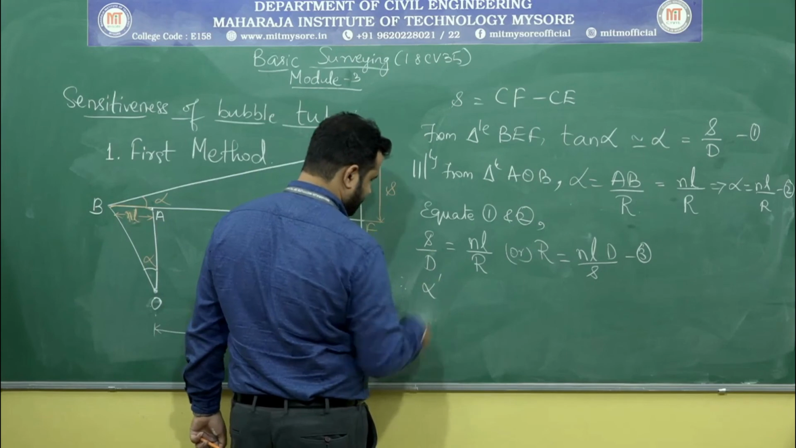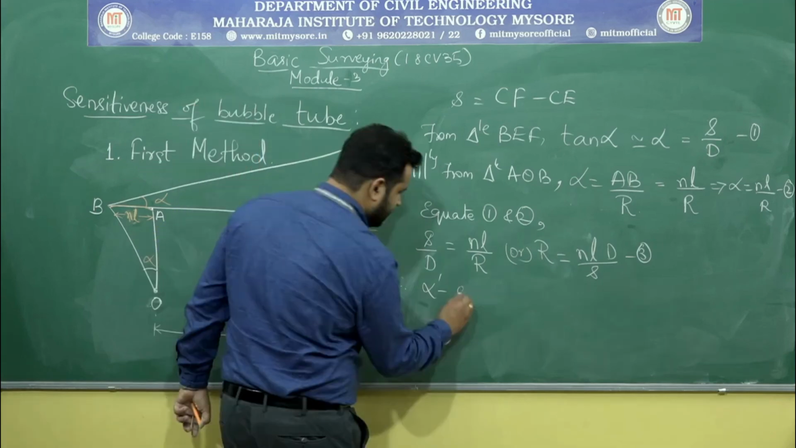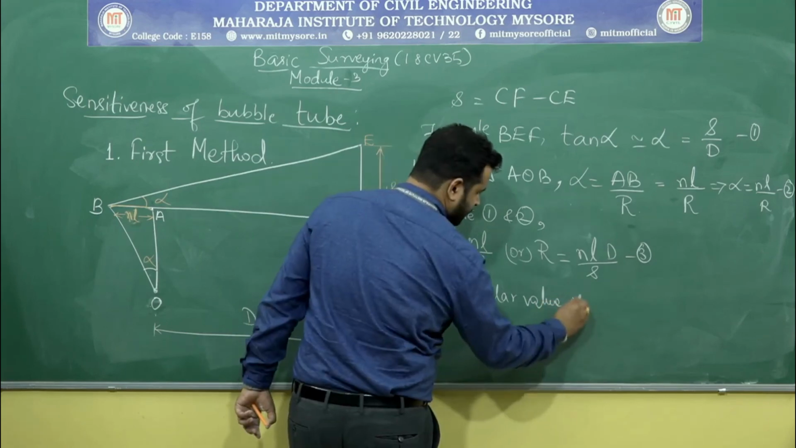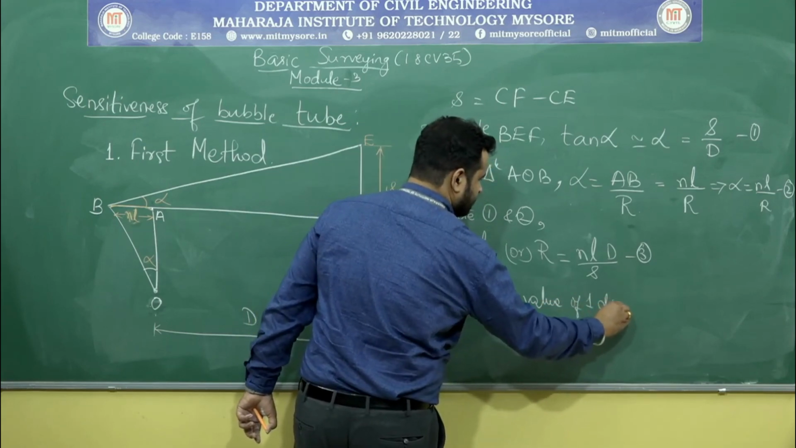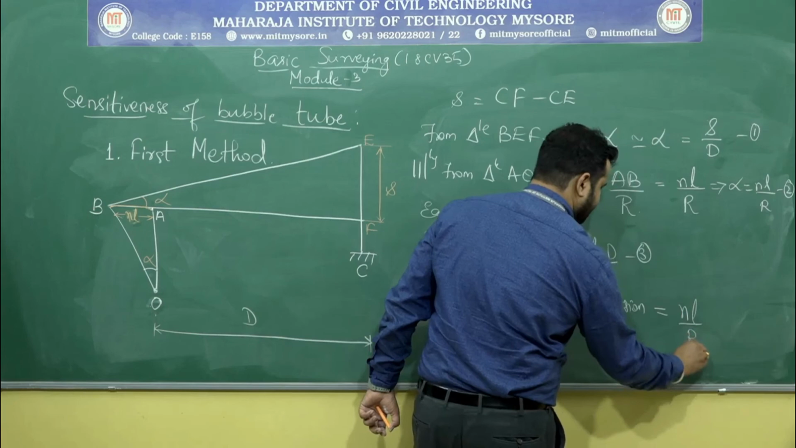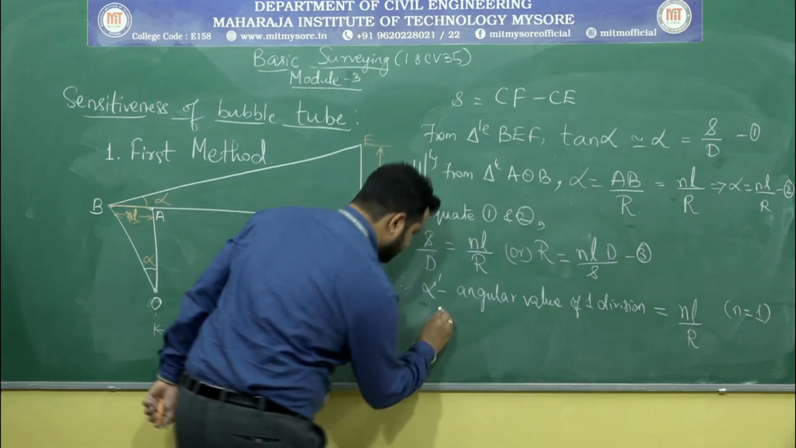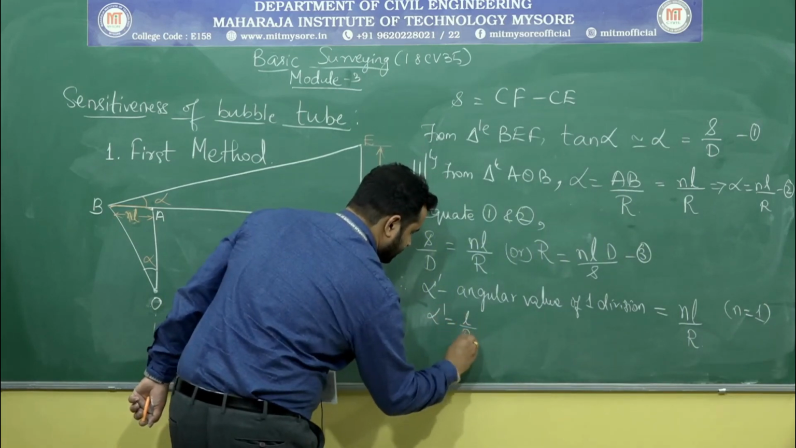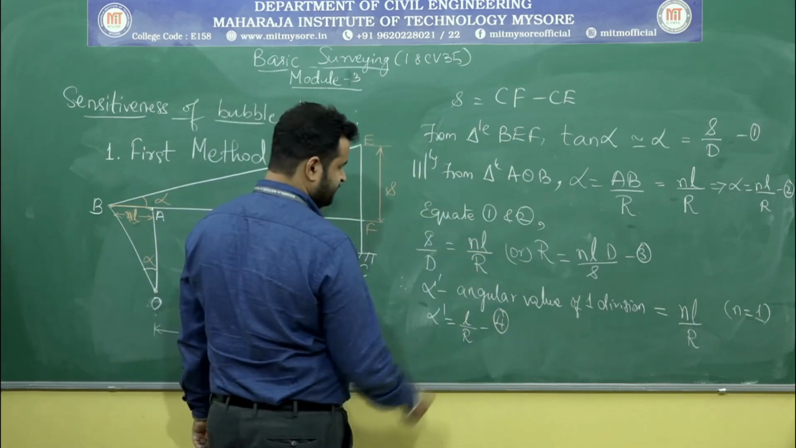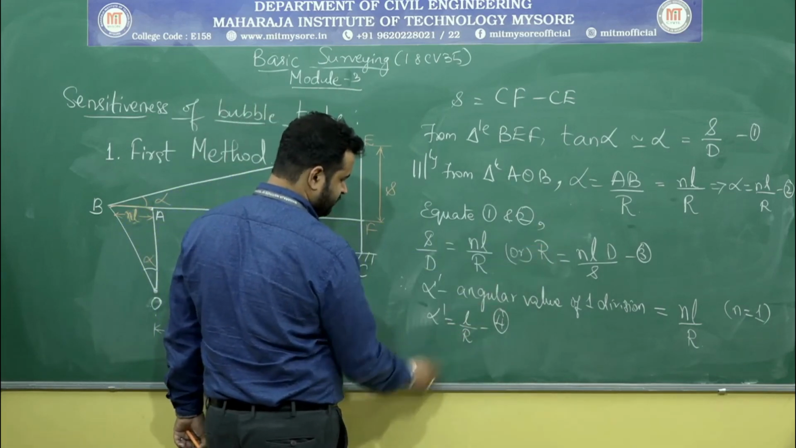So let us take alpha dash, and let this alpha dash be the sensitivity of bubble tube, which is the angular value of one division, NL by R. If I take the number of divisions as 1, where N is equal to 1, I can write alpha dash is equal to L by R. Okay. Let this be equation number 4. But from equation number 3, we have R is equal to NLD by S. So we know R is equal to NLD by S. Substitute that in equation number 4.